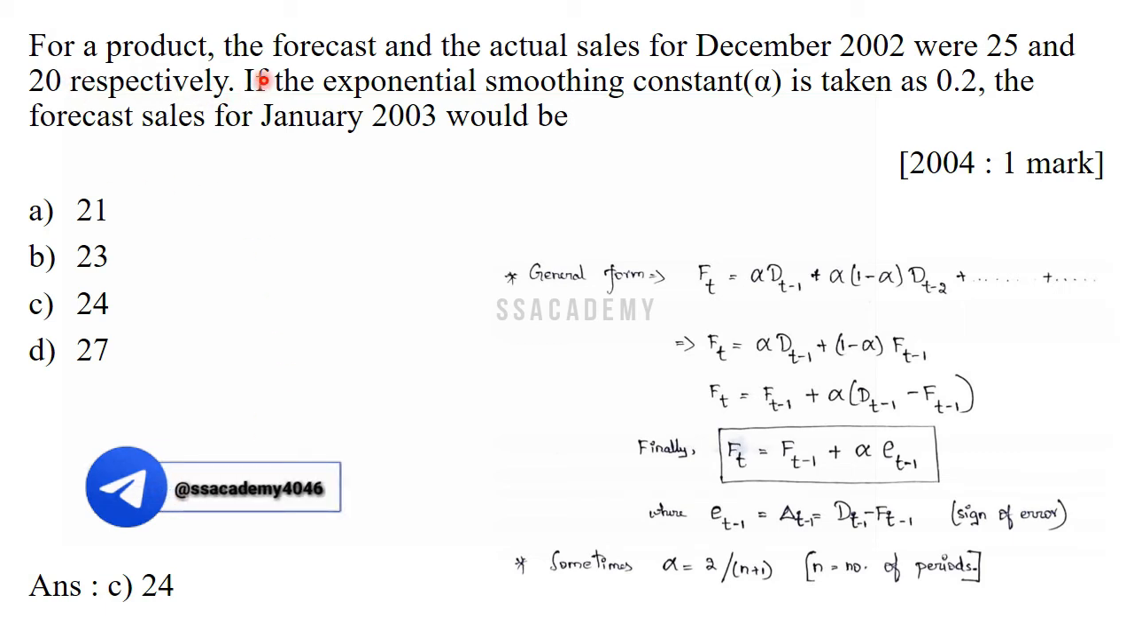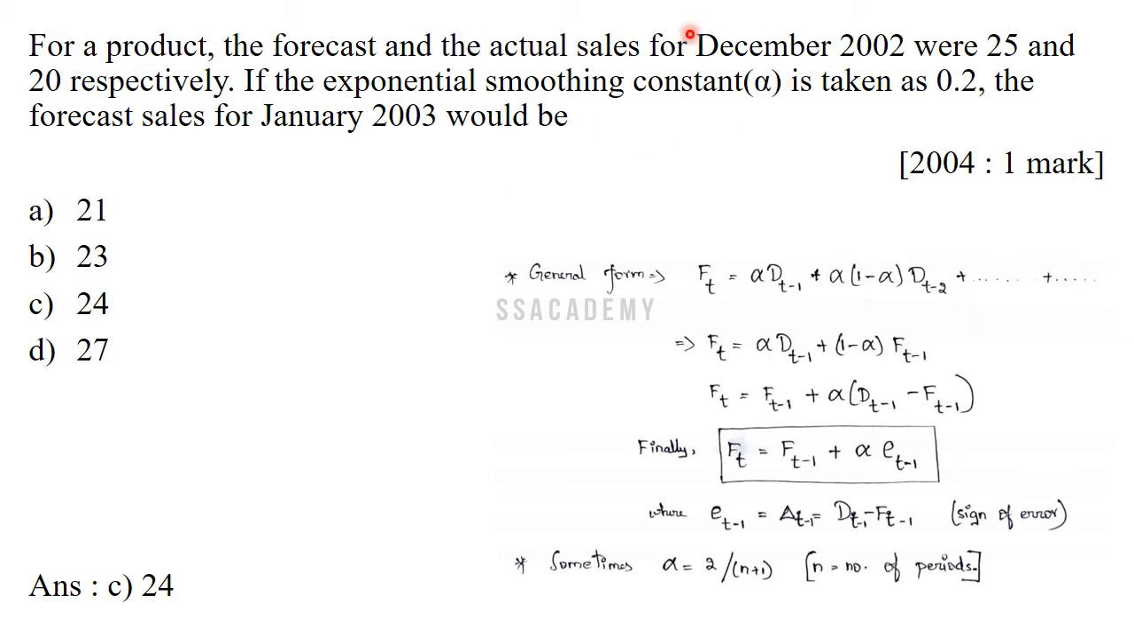For a product, the forecast and the actual sales for December 2002 were 25 and 20 respectively. If the exponential smoothing constant alpha is taken as 0.2, the forecast sales for January 2003 would be. In a hurry, we should not consider just 2002 and 2003. These are demand data for the respective months. So December 2002 and January 2003.